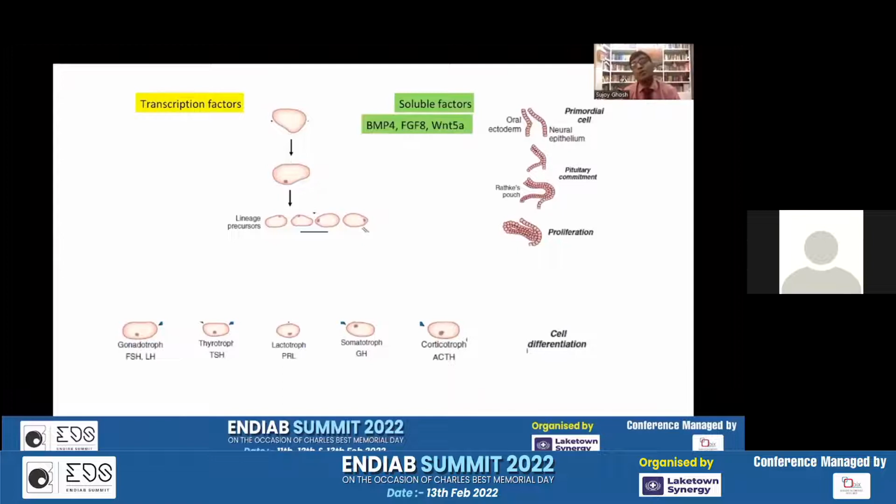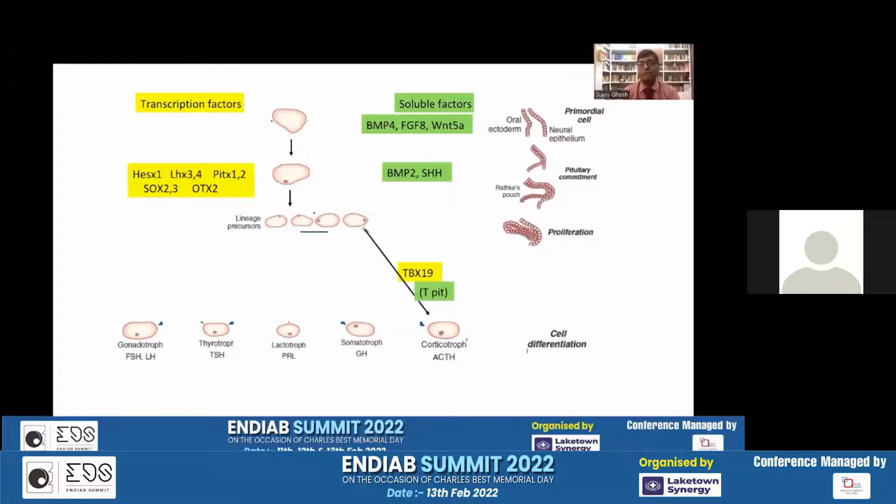On the soluble ones, as you can see, at level 1 that we are talking about, you have BMP4, FGF8, and WNT5A. In the next level, you have BMP2 and SHH. On the transcription factors to progress to lineage precursors, you need HESX1, LHX3 and 4, PITX1 and 2, SOX2 and SOX3, and OTX2. We'll talk about all of these individually later on.